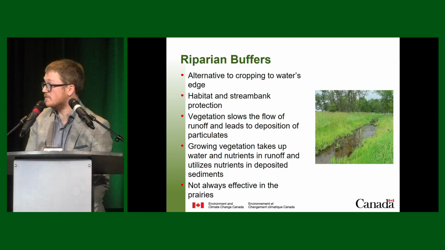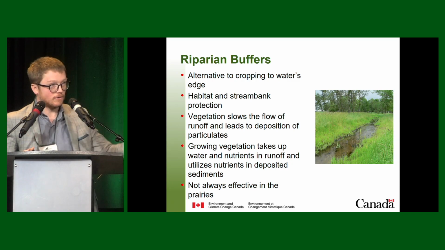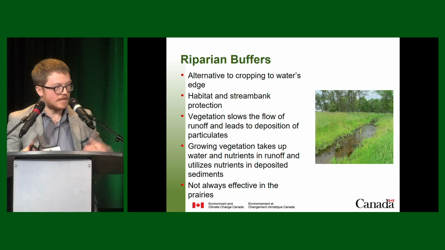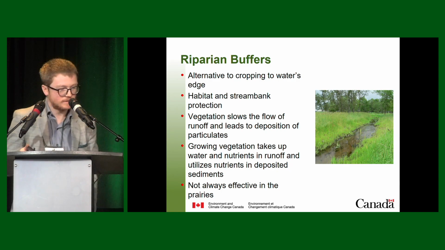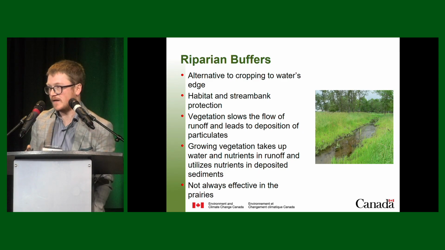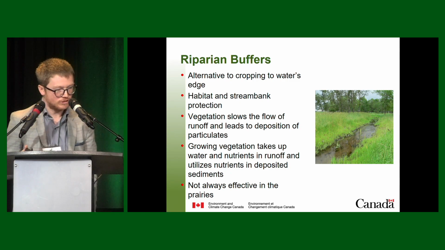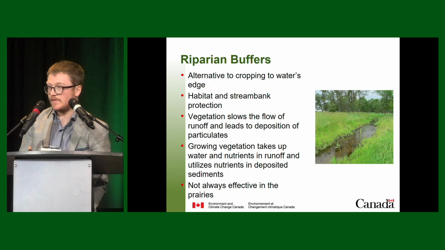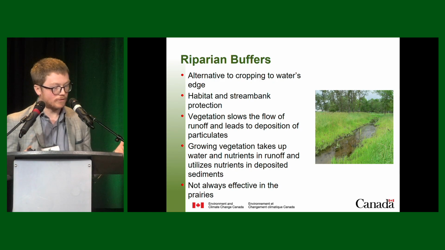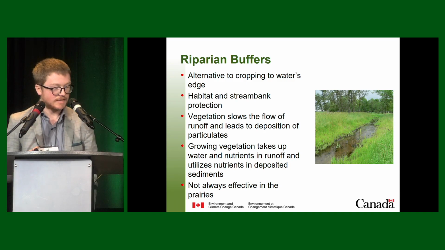Looking at riparian buffers as a management strategy, of course, the idea behind this is to provide an alternative to cropping to the water's edge, so having that physical barrier, a less risk of applying nutrients or pesticides directly into the water body, and also, of course, providing habitat or stream bank protection from risk of erosion. The idea behind this practice is that the growing vegetation ultimately takes up the water and the nutrients in the runoff and utilizes the nutrients in the deposited sediments.